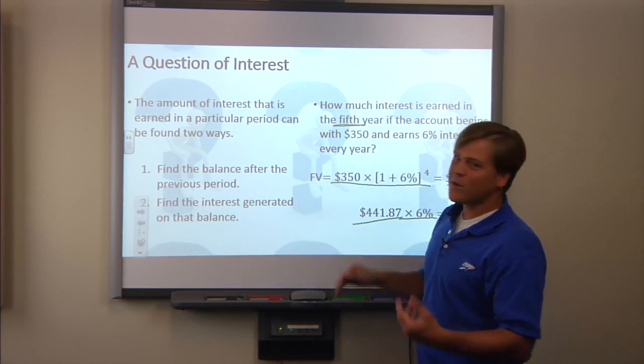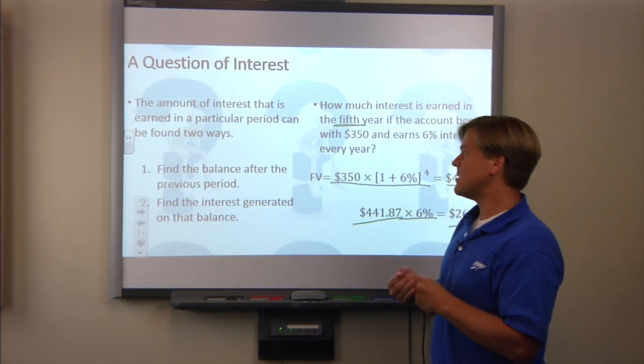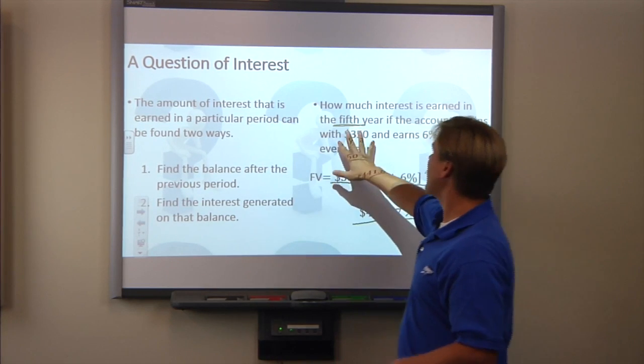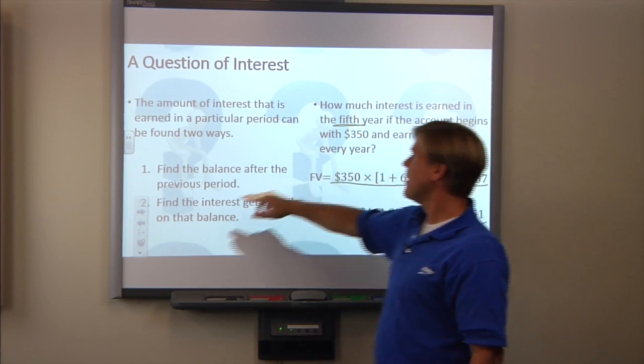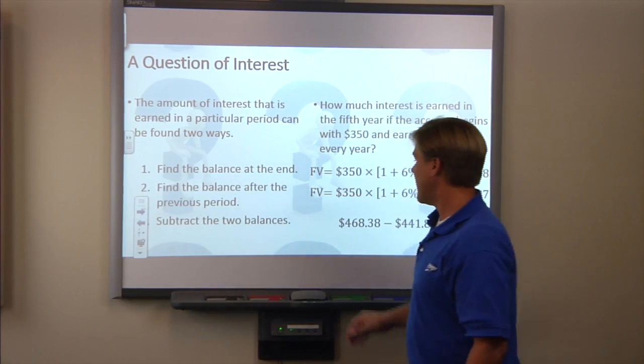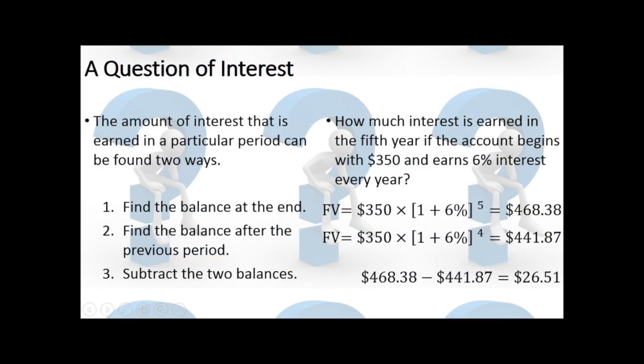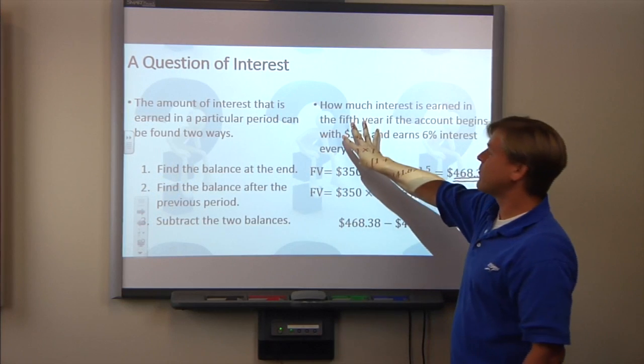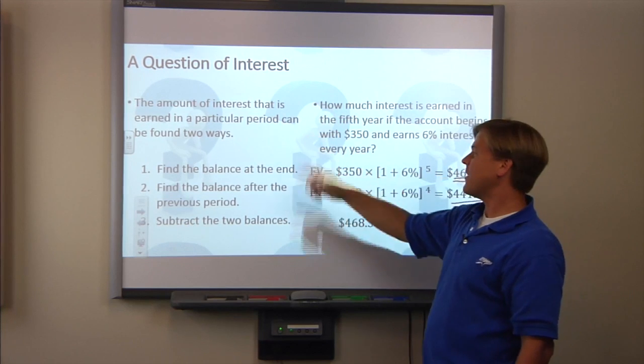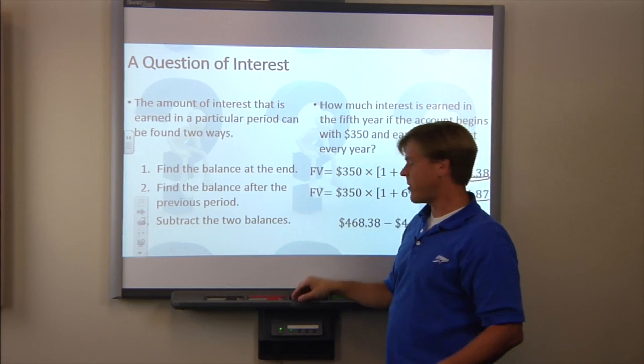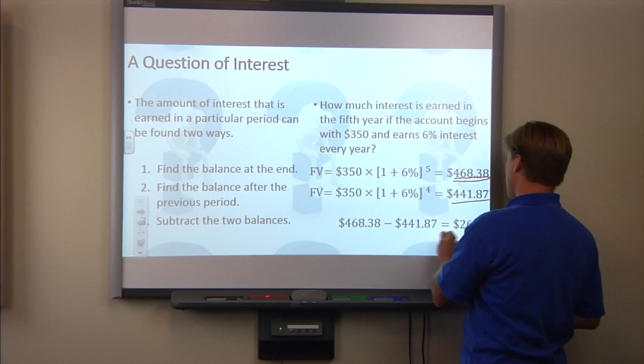The second way of doing this, and the only reason I would say to look at this is because frequently this might be a part of a question, is that we could also look at it this way: not only do I have this 441.87 after 4 years, but at the end of 5 years I have $468.38. So I find out how much I have after 4 years, how much I have after 5 years, and the difference is going to be how much interest I earned in the 5th year, and this is going to be the same number, $26.51.